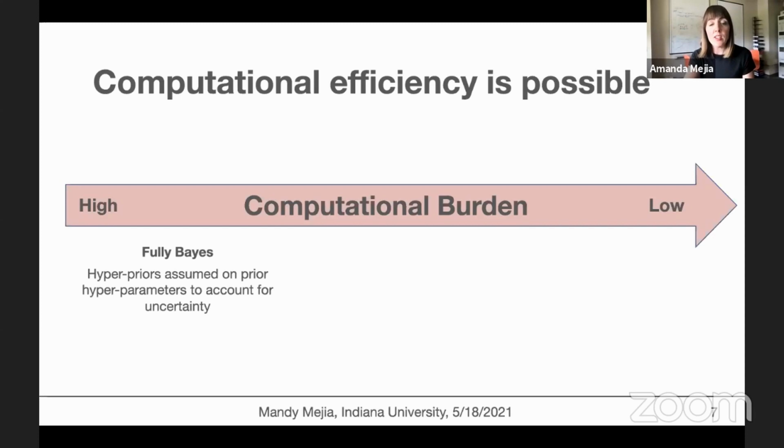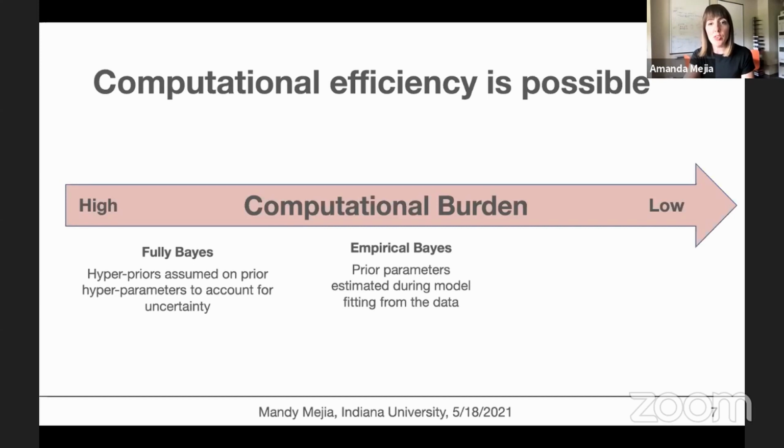So on the high end of the computational spectrum, we often think about fully Bayesian methods, where we want to fully account for the uncertainty in our priors by assuming hyperpriors on prior parameters and then integrating those out to account for the uncertainty in the form of the prior. And this can indeed be quite computationally intensive in a high dimensional context like neuroimaging.